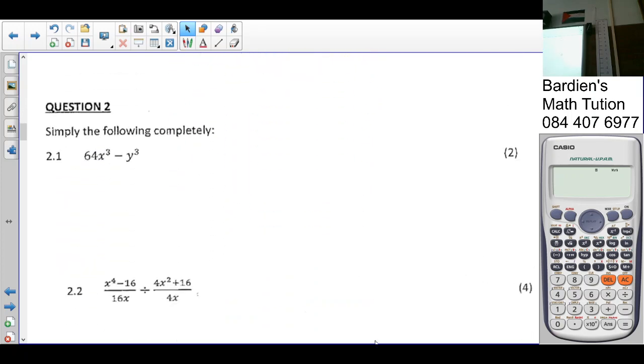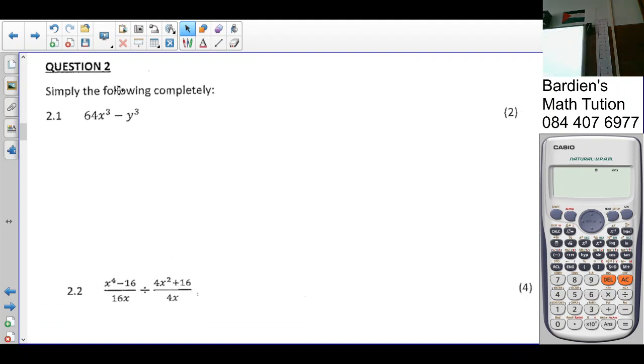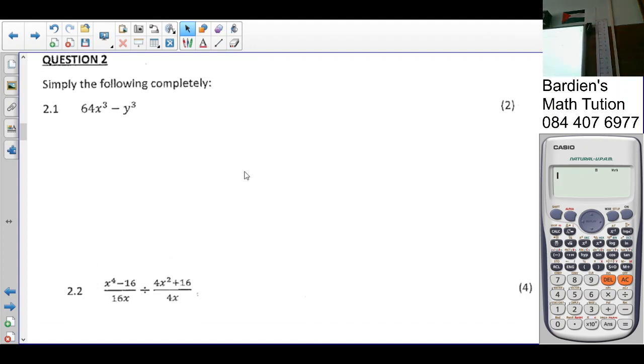Let's look at the next question. In the next question we are told, question 2, simplify the following completely. Simplify.